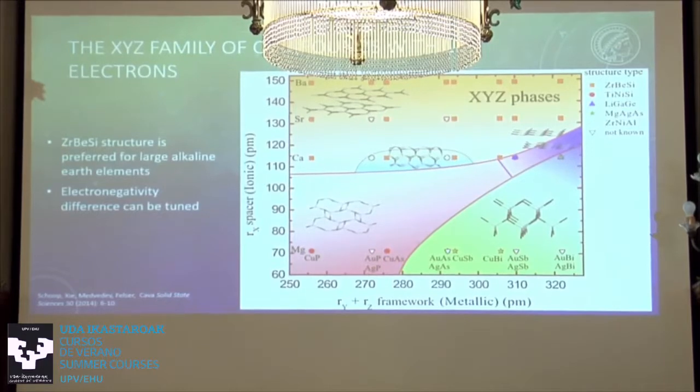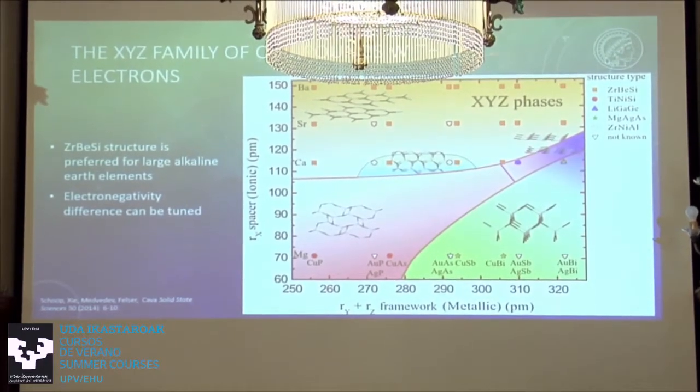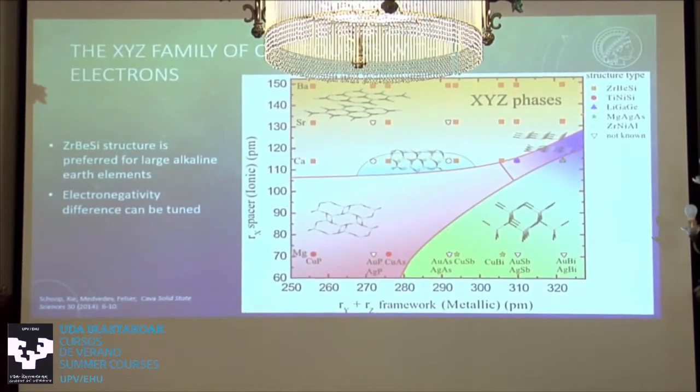So basically, this brings us back to the structural map we have here before. All those orange phases are the phases where the 3D Dirac semi-metal is possible to have. And those are all the compounds. And so we tune the electronegativity difference in the phase along this arrow here. So we have some degree of tunability.